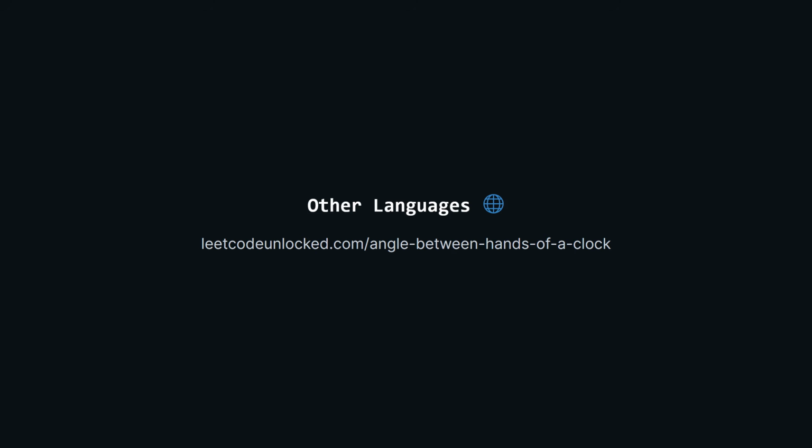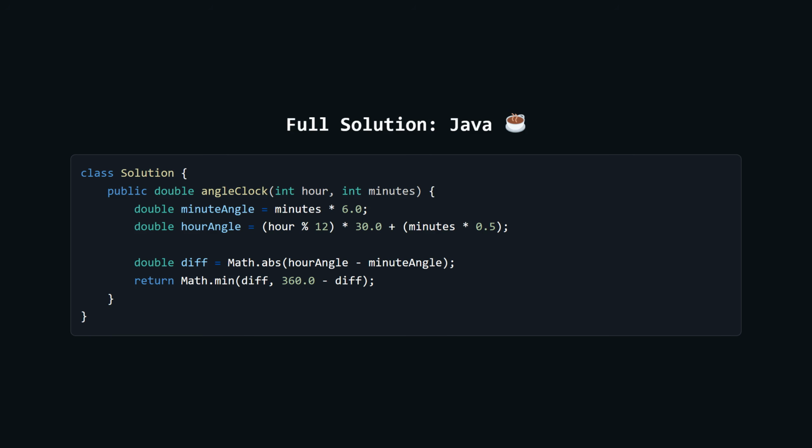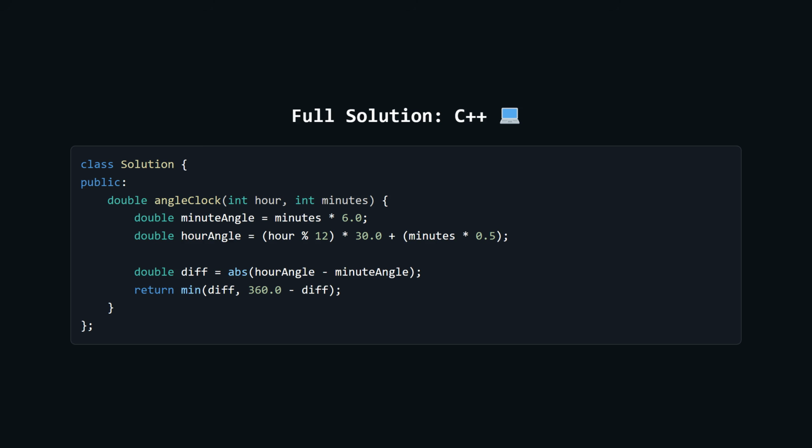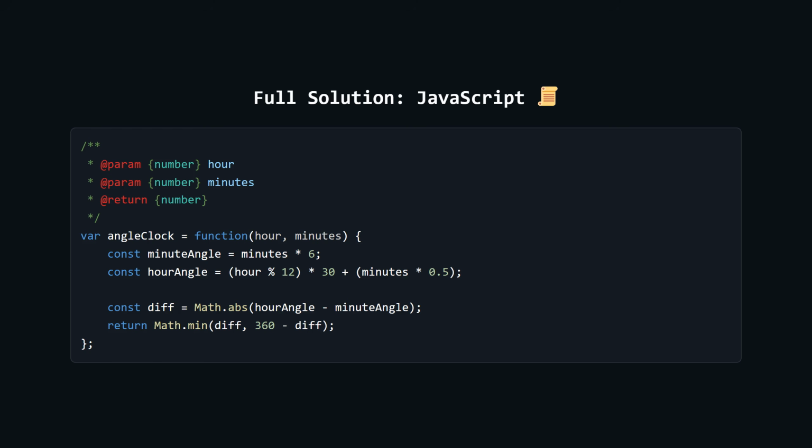For those not using Python, I have the solutions for Java, C++, and JavaScript coming right up. You can easily copy and paste all of these from my website linked below instead of typing them out from the screen. Here is the full mathematical approach written in Java. Next, here is the C++ version using the same logic. And finally, the exact same solution written in JavaScript.